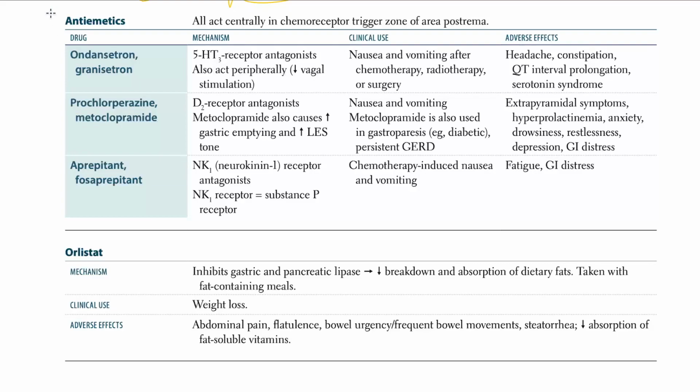Let's talk about antiemetics. Antiemetics all act centrally in the chemoreceptor trigger zone of the area postrema. We have the drugs ondansetron and granisetron. They work by serotonin receptor antagonism, and also act peripherally by decreasing vagal stimulation. Clinical use is nausea and vomiting after chemotherapy, radiotherapy, or surgery. Adverse effects are headache, constipation, QT interval prolongation, and serotonin syndrome.